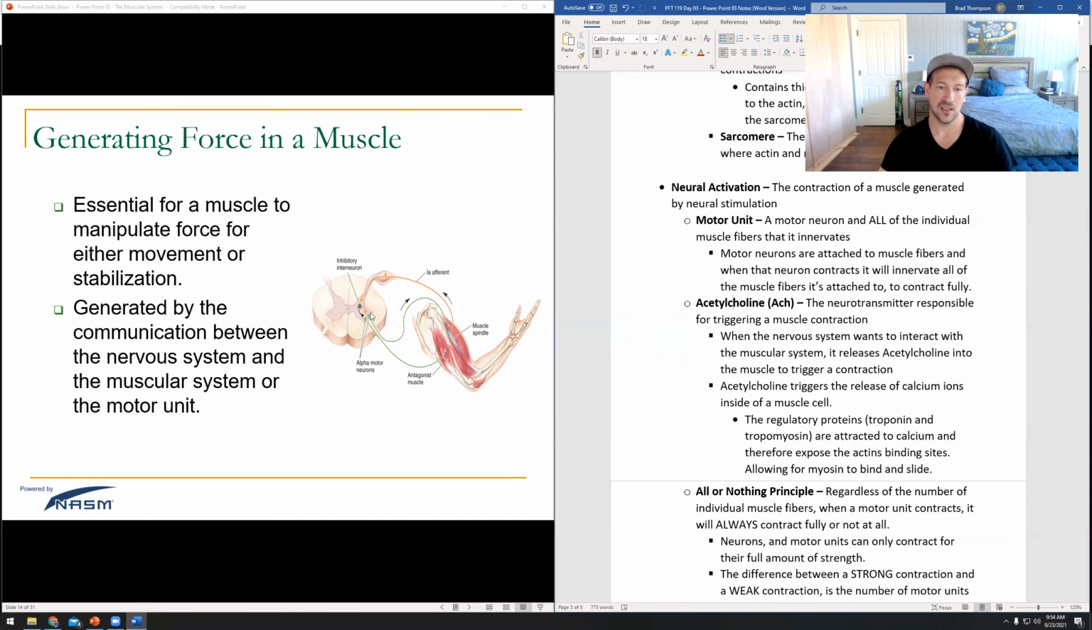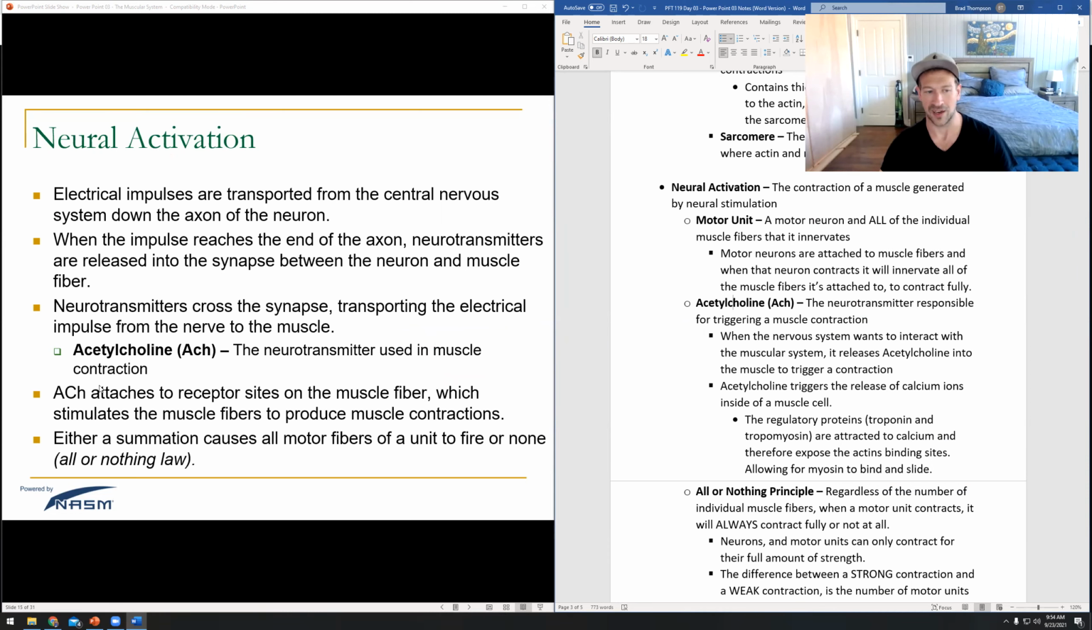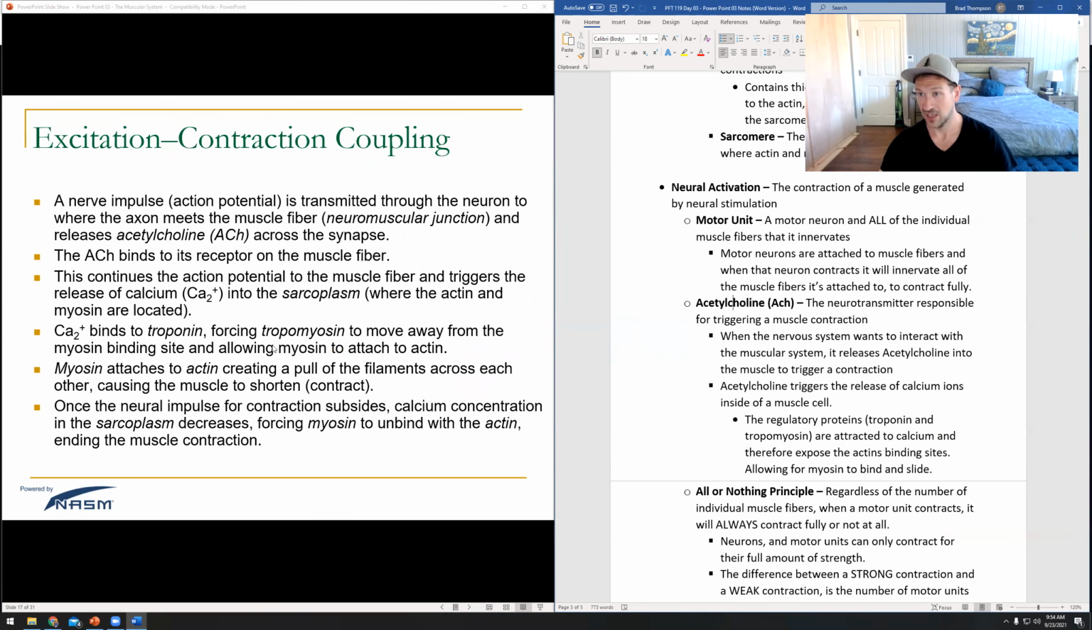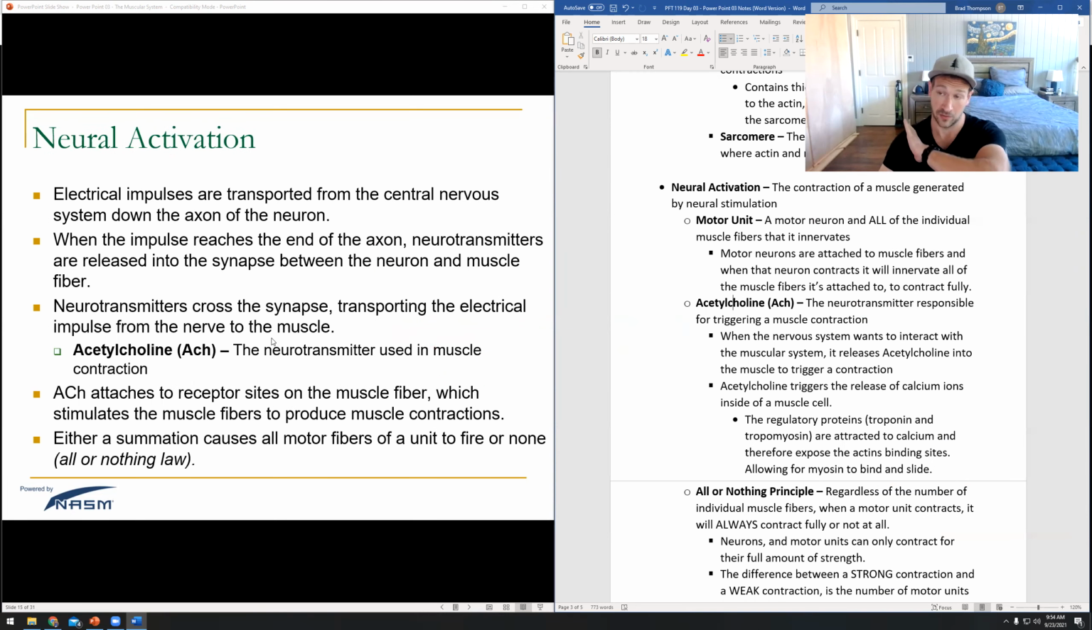So with acetylcholine, you can see here's the whole process. I know this is a wall of text, but this is literally describing from start to finish how muscle contractions take place. When the nervous system wants to interact with the muscular system, it will release acetylcholine into the muscle and that will bind to these specific binding sites. Acetylcholine triggers the release of all that stored-up calcium into the sarcoplasm. Once there's calcium in there, it causes the regulatory proteins, troponin and tropomyosin, to move away, to bind to the calcium. That way it exposes the binding sites.